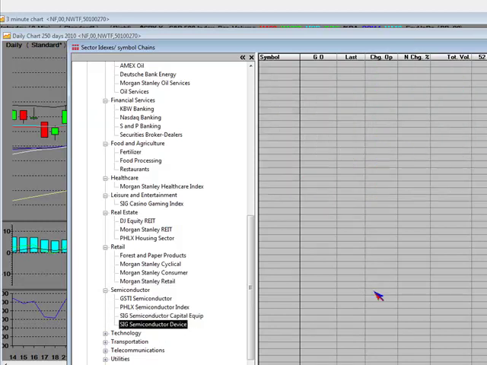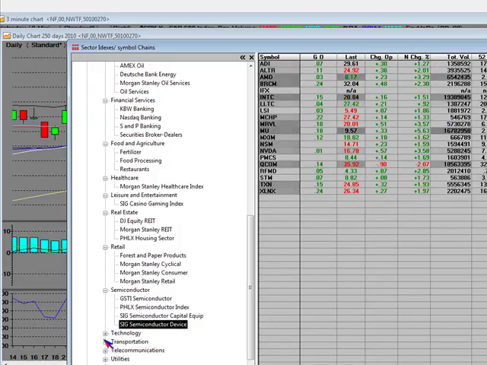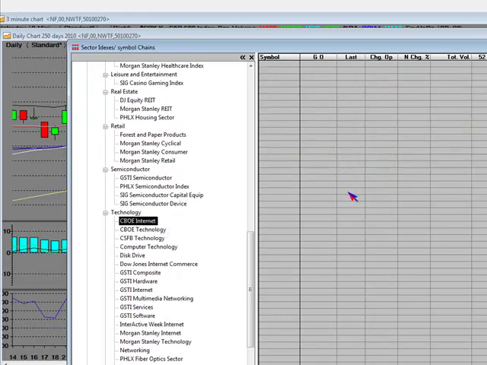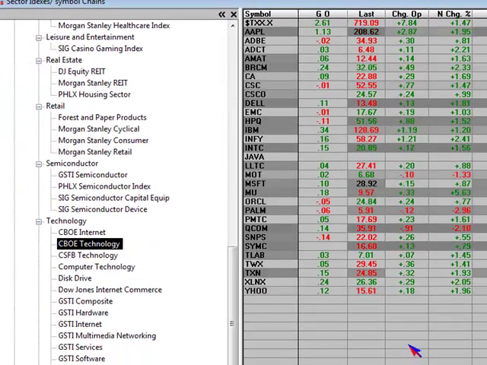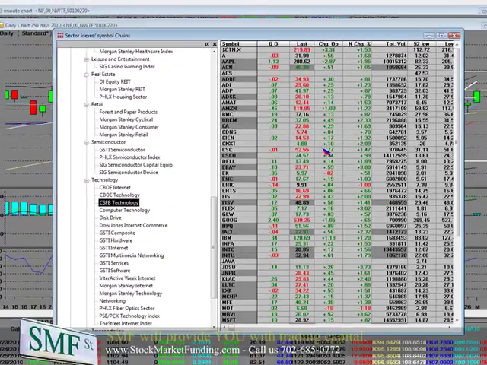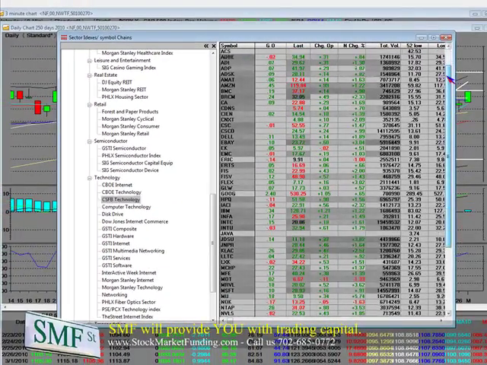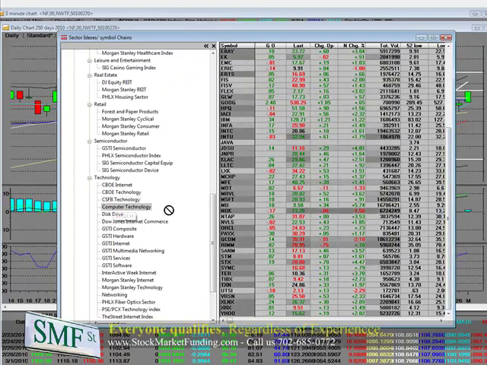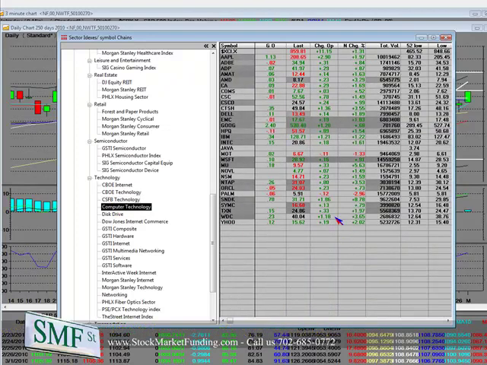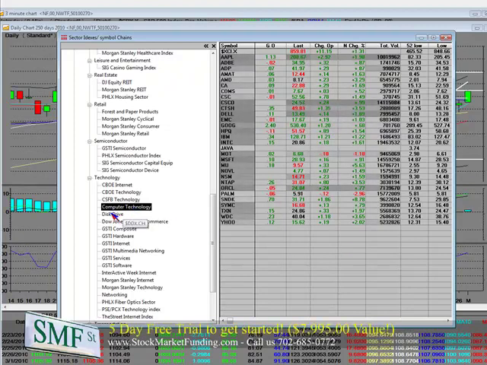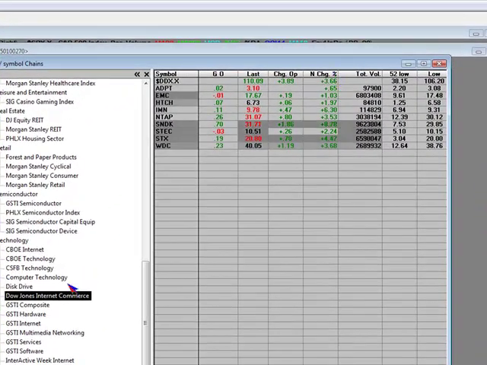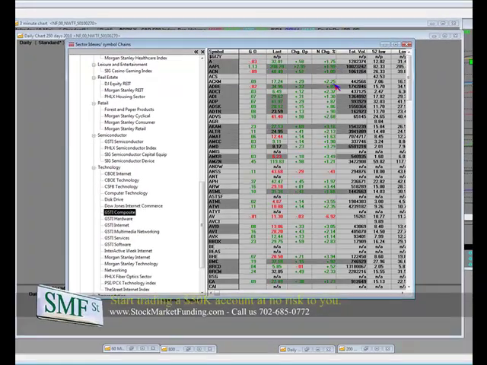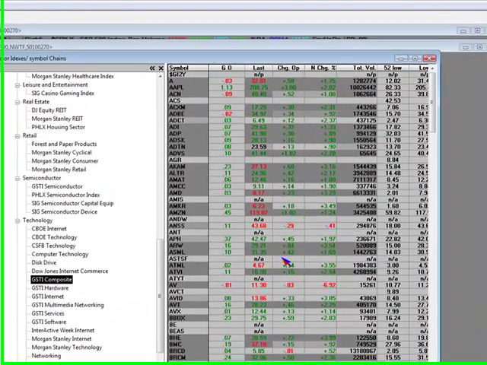Here, what about semiconductor devices? All green. See, that's the kind of stuff you want to see. Here, CBO internet sector. Well, let's check out the technology sector. CBO technology. So that's where they're at. Here's another technology index that are weighted with different things in technology, all green. So they're right back to doing that, buying at first of the month. Computer technology, all buying. What about the disk drive components? All buying. What about the Dow Jones Internet Index? All buying. What about the GSTI composite? Pretty good buying, first day of the month.